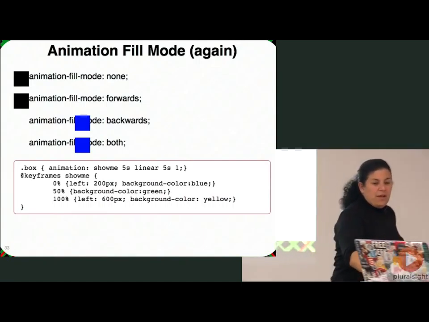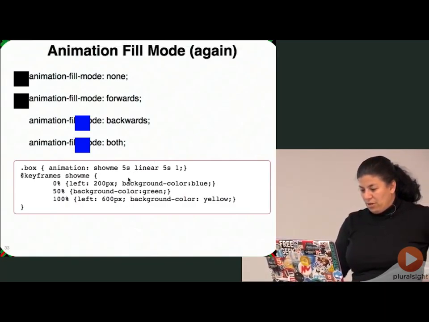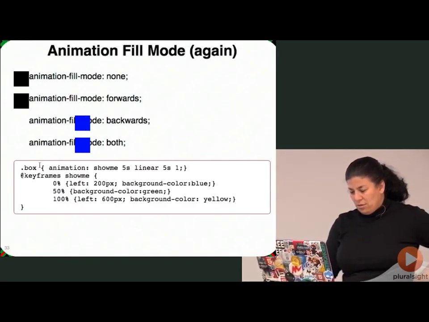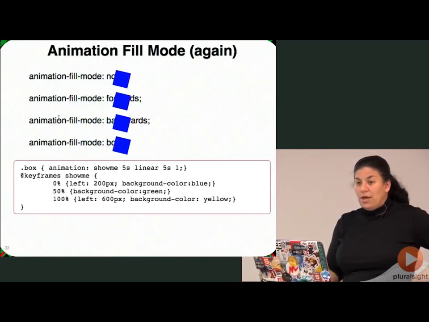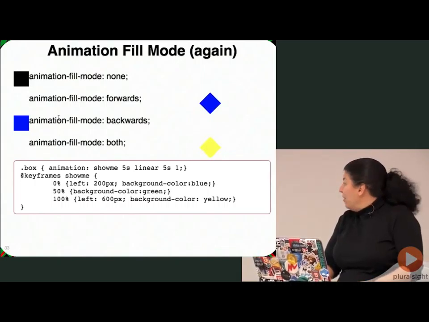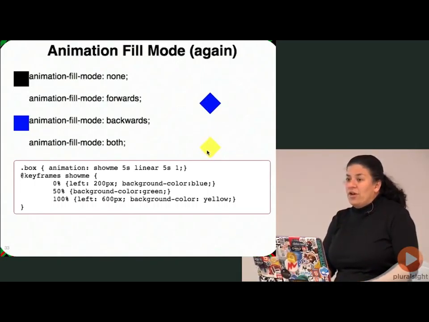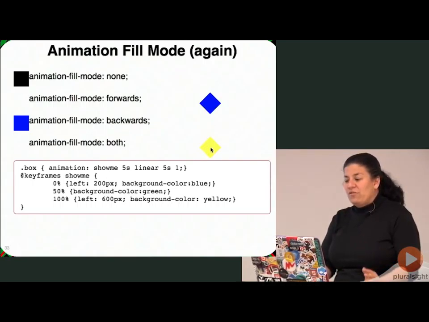When I click on this, I don't even remember how I start this page. Come on, do something. I had to click somewhere, I don't know where it is. So they're all blue. And then this one and this one stay at the end. So forget about the color, just think about the position. Forwards and both stay at the 100% keyframe.